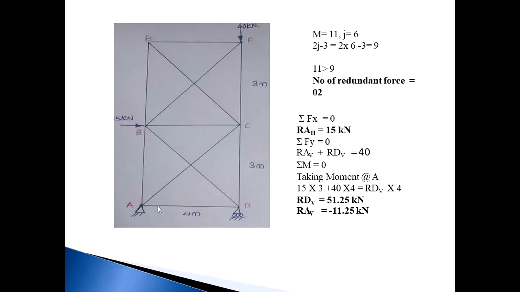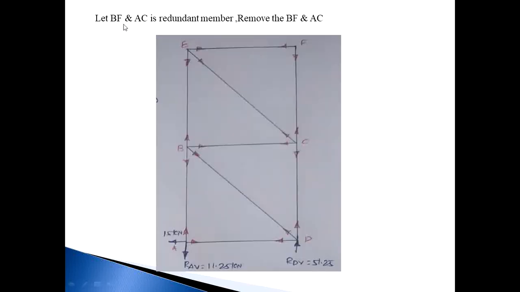So, for this structure to be determinate, I want to remove two members. So remove that BF and AC member. So the number of redundant forces is 2. So remove these two forces, that is, this BF member and this AC member will be removed. So now this structure will be determinate.